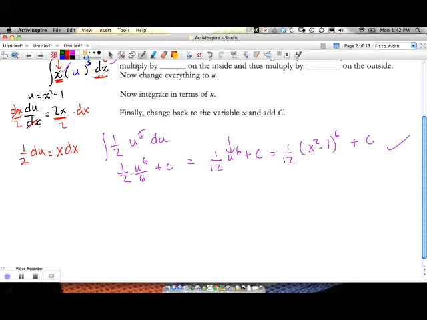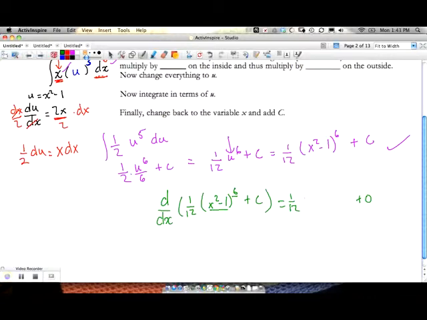But how do I know that that's for sure true? Let's try to take the derivative and see if we come back and get the same thing that we started with. So the derivative of 1/12 x squared minus 1 to the 6th plus c. Well, that plus c is going to go to 0, so don't need that. The 1/12 is a constant, so that's going to stick there.